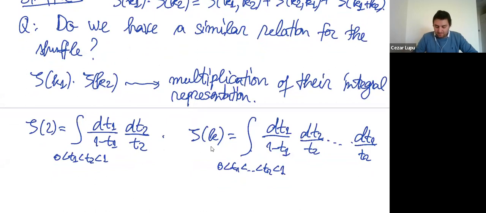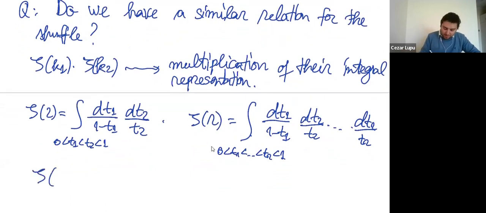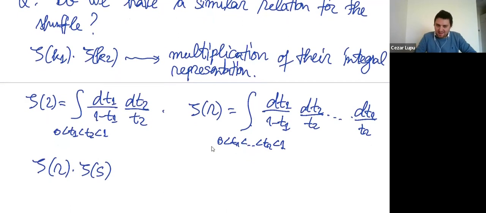Imagine zeta of R. So imagine if we multiply some zeta of k, zeta of R times zeta of S, for example. Wow, imagine we have to shuffle all those. It will be crazy to do that. And I don't want to do it.